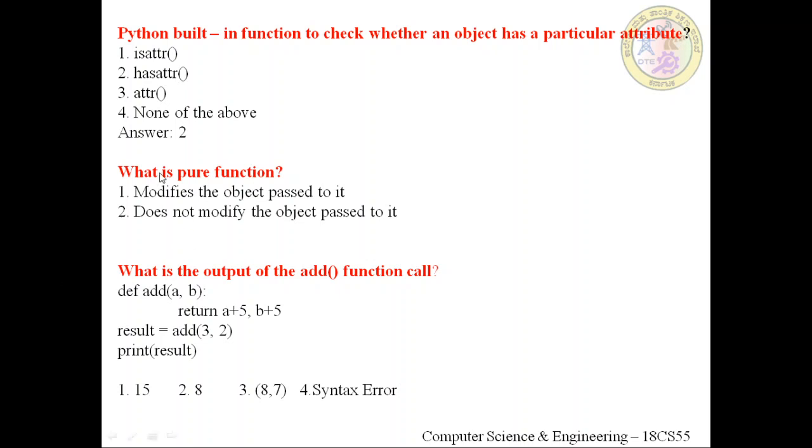Okay, and what is a pure function? There are two options: modifies the object passed to it, does not modify the object passed to it. Just now we have seen. Okay, so the second is the right answer. It does not modify the object passed to it. Now in this case, tell me what is the output of the add function called. What it is doing is returning a plus 5 comma b plus 5. So what is the result in this case? Okay, 3 plus 5 is 8 and 2 plus 5 is 7. So 8 comma 7. So the answer is the third one.